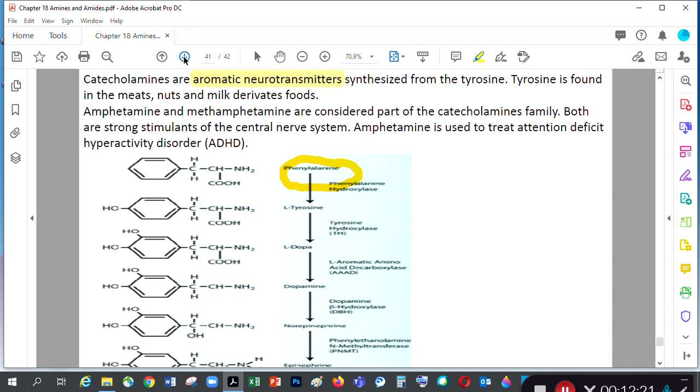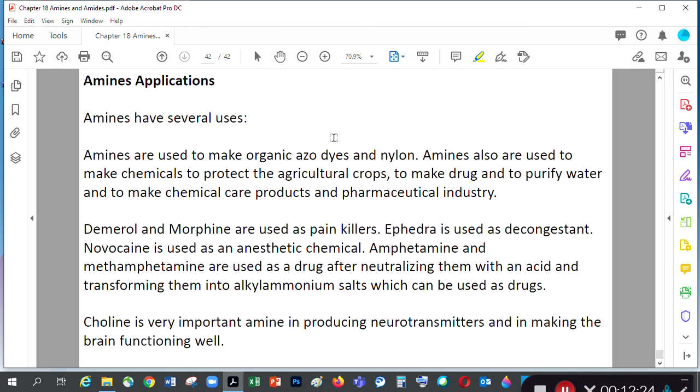And the last thing here, I want just to look at the applications. We talked about the applications, indirect or direct maybe, but the amines are very good organic compounds that make organic dyes, azo dyes, and nylon. Amines are also used to make chemicals to protect agricultural crops, to make drugs, to purify water, and to make chemical care products and for the pharmaceutical industry. Examples of those: Demerol and morphine are used as painkillers. Ephedra is used as a decongestant. Novocaine is used as an anesthetic chemical.